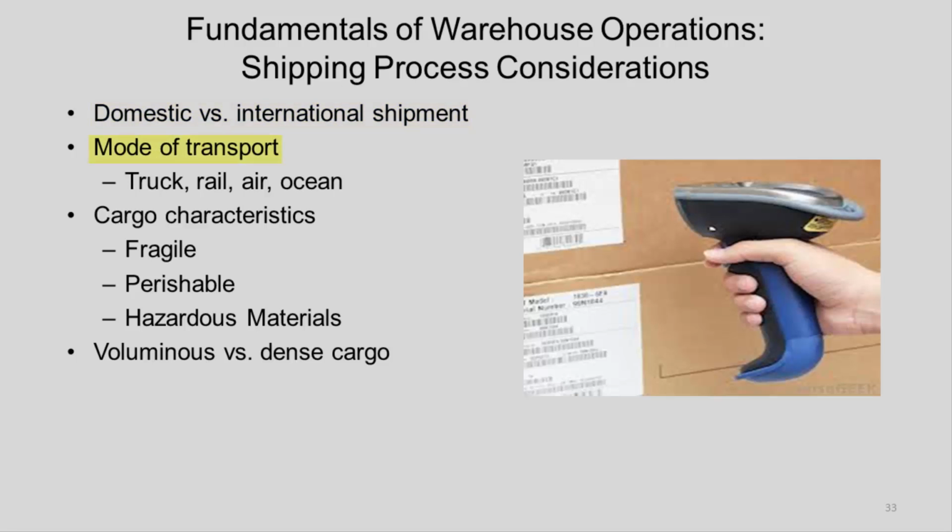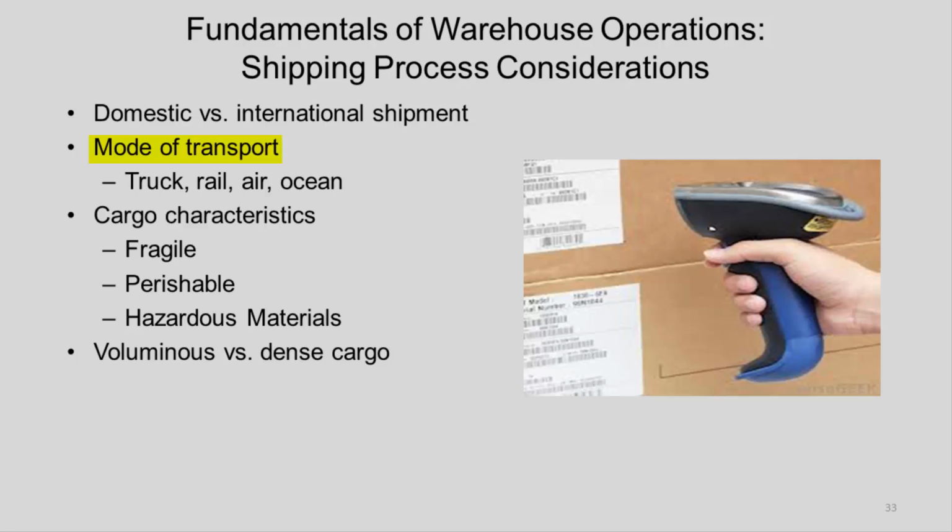Number 2, mode of transport. What is the policy for shipping goods? Is it by truck? Is it by rail? Is it by air, by ocean, or a combination of modes of transport, what's referred to as multimodal? We need to know that before we begin the shipping process.